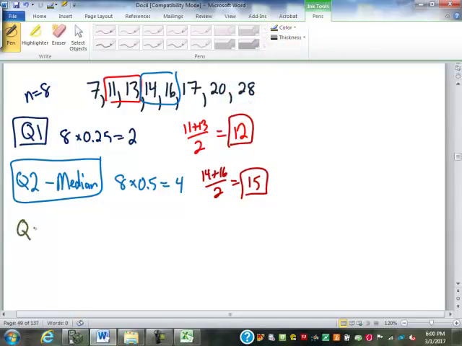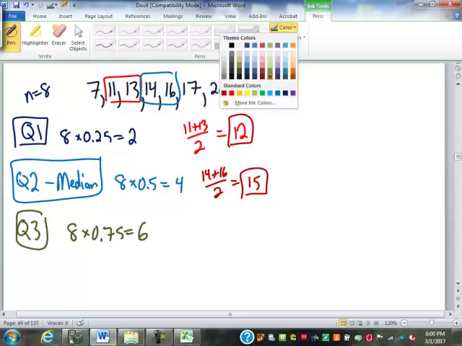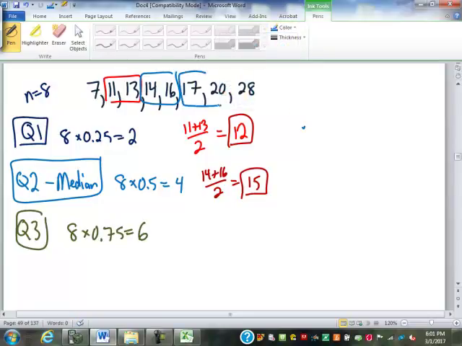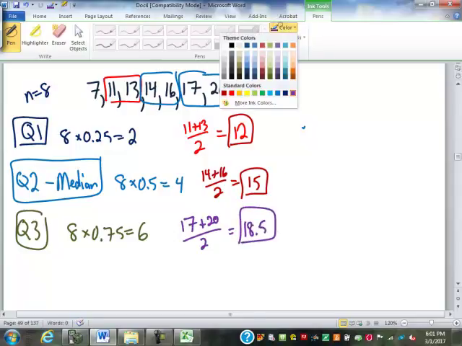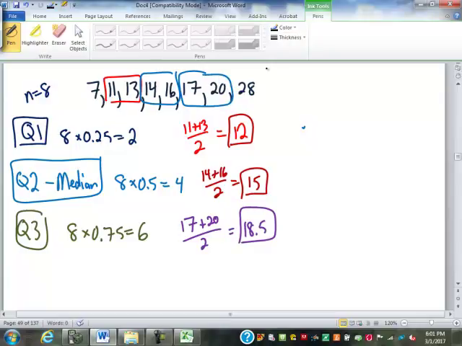And finally, quartile 3. 8 times 0.75 is 6. That tells us it's between the 6th and 7th number. So it is between 17 and 19, or 17 and 20, which is 18.5, the third quartile. The reason this is important is these 3 things combine with the minimum and the maximum to make up something called the 5-number summary.